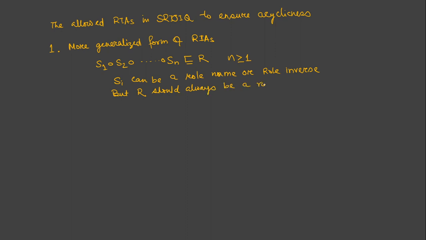It can be a role name, but these SIs can be either a role name or a role inverse. So an example of this sort can be something like this. Say has parent, then has sibling. If we compose it with, say, has parent inverse, then we can get the relation like has cousin.